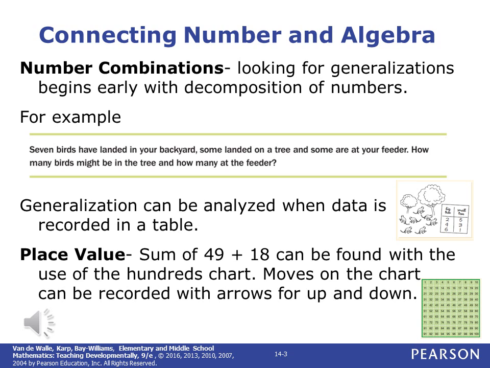Students can determine how many they want to say are at the feeder, for instance, and as soon as they do that, they would know how many are at the tree simply by calculating the difference. They could organize this in a table, and from the table they could generalize that the sum of the two, how many are in the tree and how many are at the feeder, will always be 7.